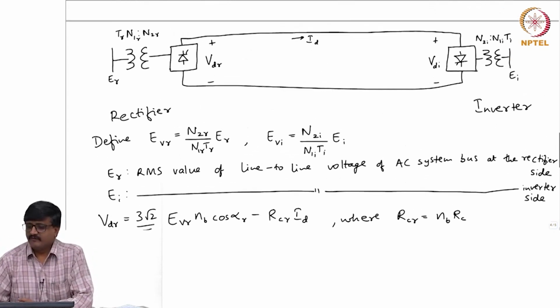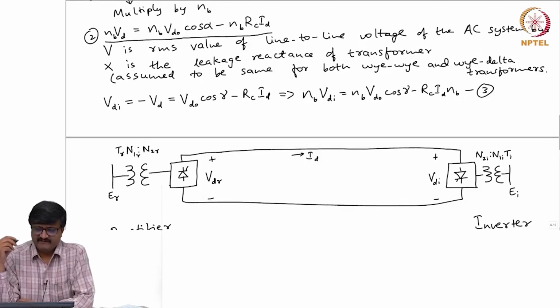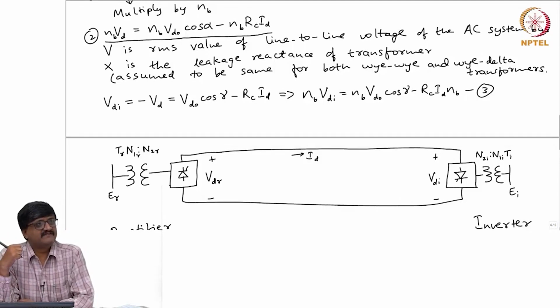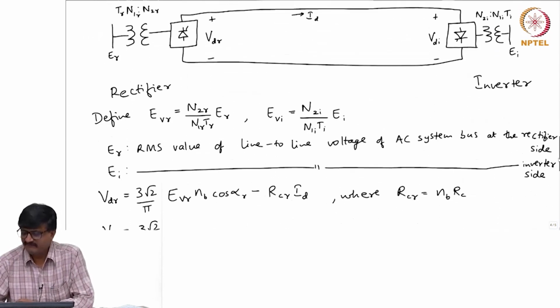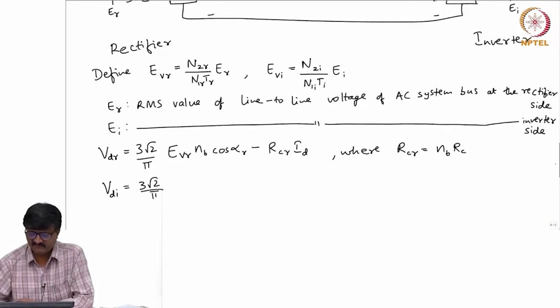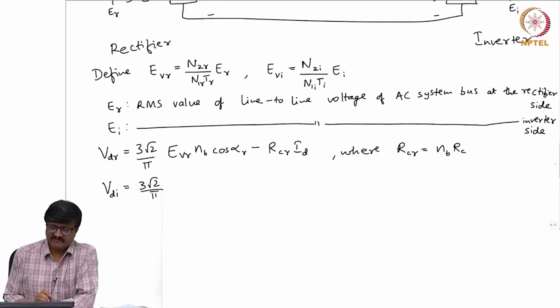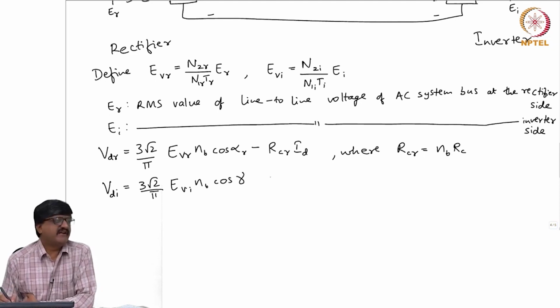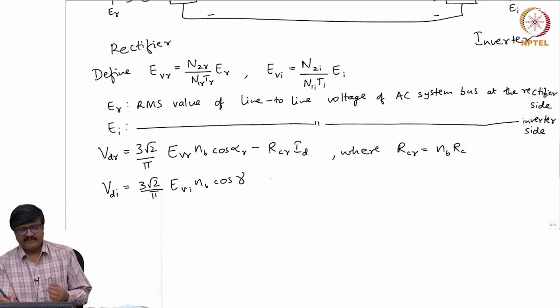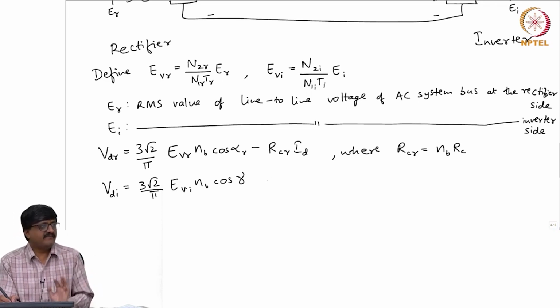Yeah, okay, go back to this equation number 3. Is there any minus there? I want to write it in terms of gamma. We will see why we write it in terms of gamma shortly. If we write it in terms of gamma, it is 3 root 2 by pi E VI NB cos gamma.